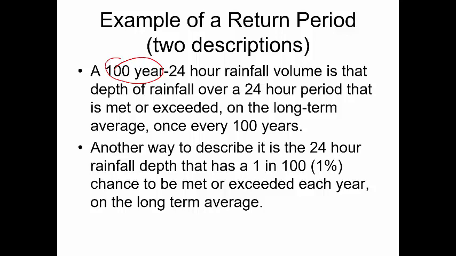So remember that these are design storms. So you kind of foresee a type of extreme event that could happen. So a 100-year, 24-hour duration storm is a kind of an extreme event. And so some structures are designed for 100-year, 24-hour storms. So it's not just a 100-year, it's the duration of the storm. Another way to describe it is a 24-hour rainfall depth that has a 1 in 100 chance of being met or exceeded each year. So I hope that this helps.